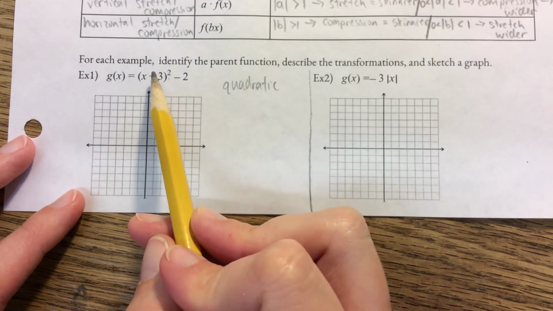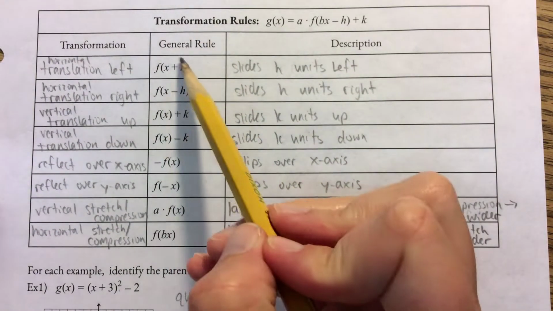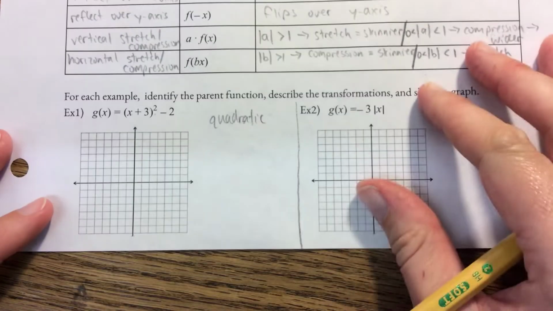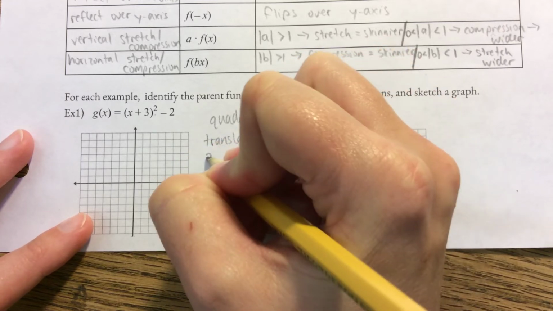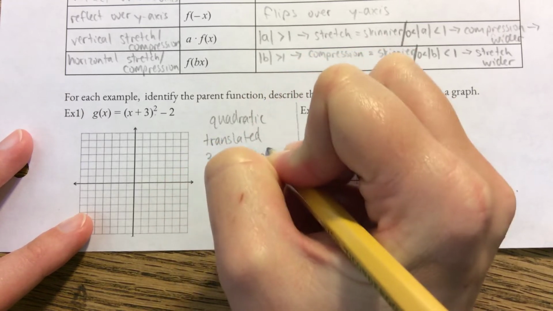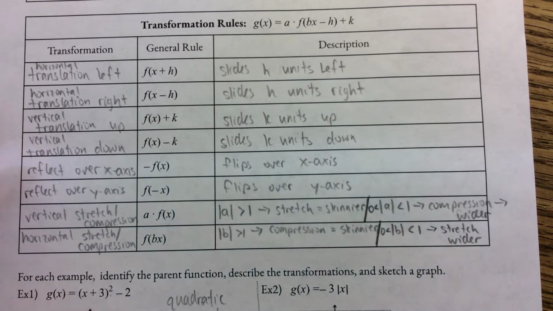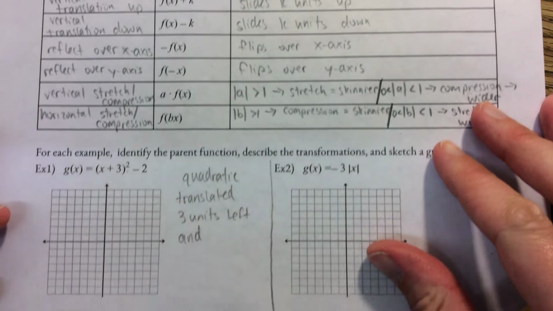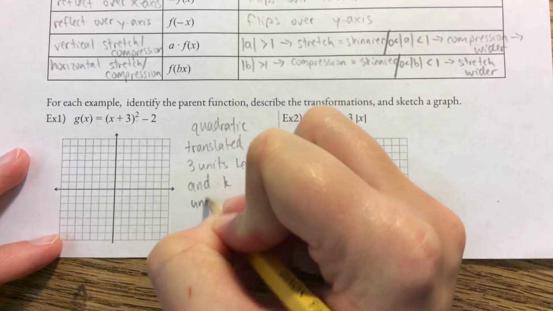I have a plus 3 that's inside the parentheses. So when I look up here, this is like my little cheat sheet. See how I have the plus inside the parentheses there? That's moving it to the left. So on here, this is going to be translated 3 units left. And when I have a number added or subtracted off of the back, the one that I think matches that the most looks like this. That's moving it k units down. So it translated 3 units to the left and k units down.